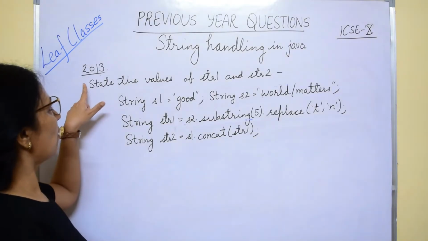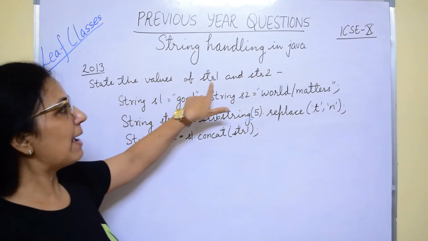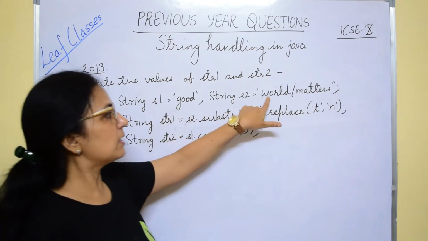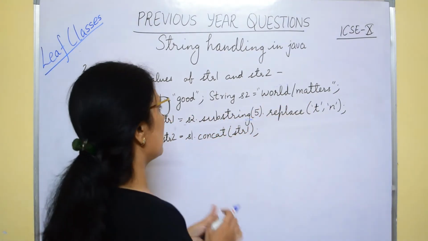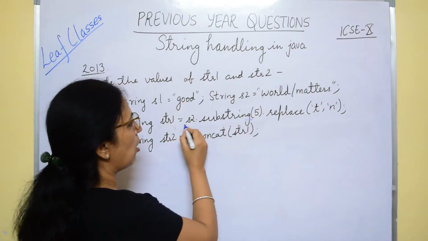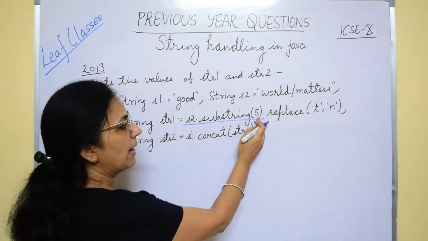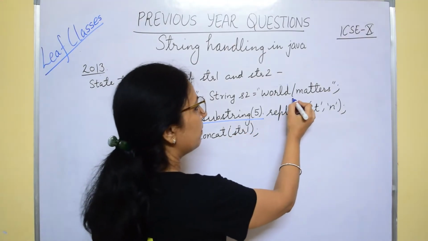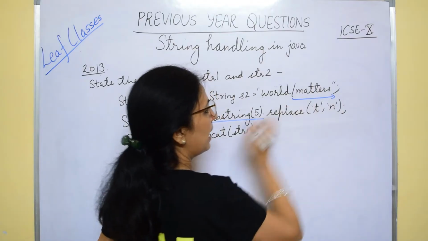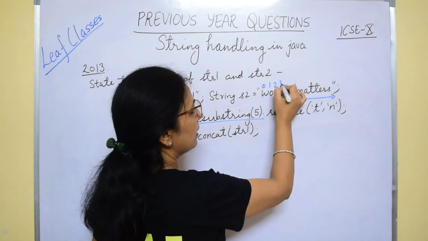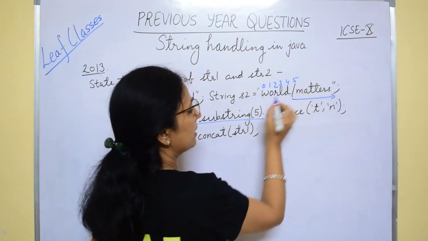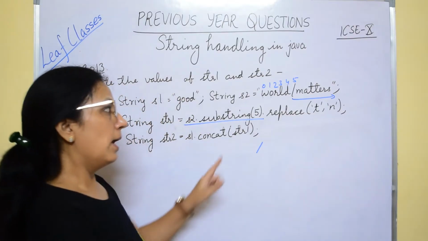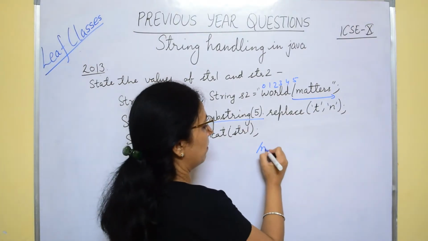The next question is from year 2013. To find the values of str1 and str2, S1 is given good and S2 is given world/matters. Now S2 dot substring of 5. Substring function, if one starting argument is given, then it starts from that till end. So if we check the index number, the 5th index number is 5. So it will start from 5 till last index number.